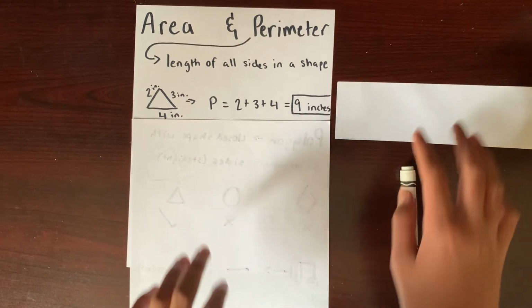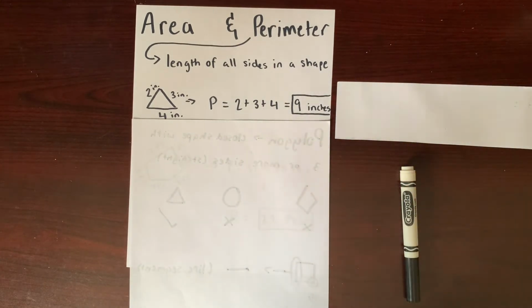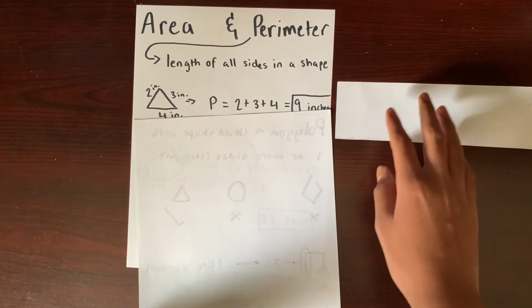So it's 9 inches. If someone were to ask you what your height is, you can't just say a number because that doesn't mean anything. They have to know what you're measuring with. And the same thing applies to perimeter, which is why we're using inches, because that's what they gave us. So let's look at another example.